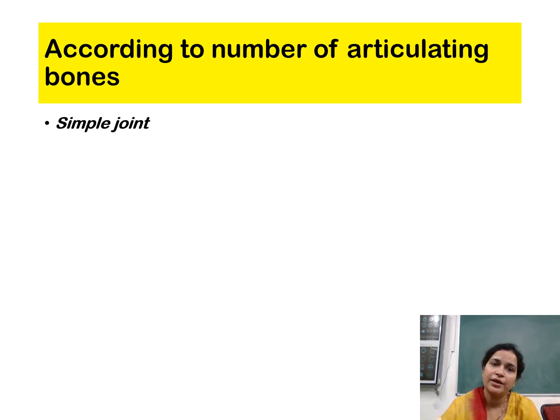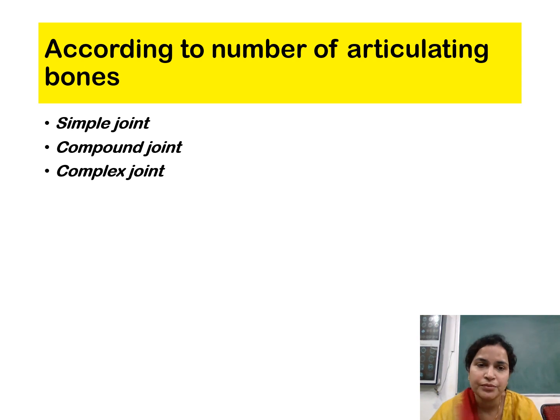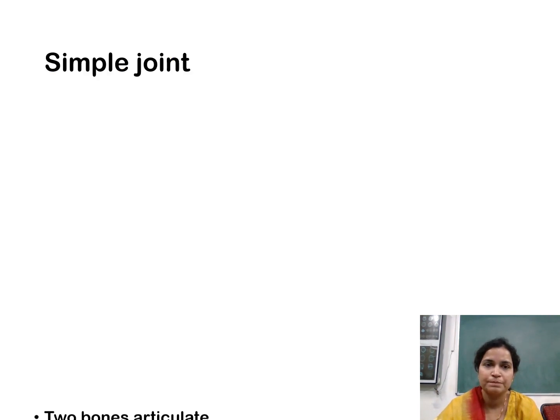According to the number of articulating bones, a simple joint means there are two bones in the joint cavity. Compound joints have more than two bones. And complex joints have an articular disc, fibrocartilaginous disc or meniscus present in the joint cavity, dividing the joint cavity into two compartments. That is the complex type of joint.